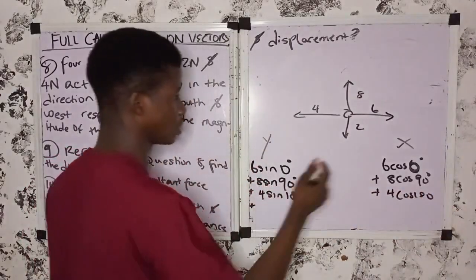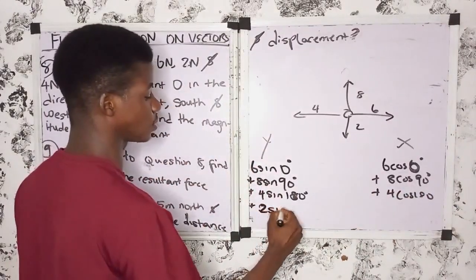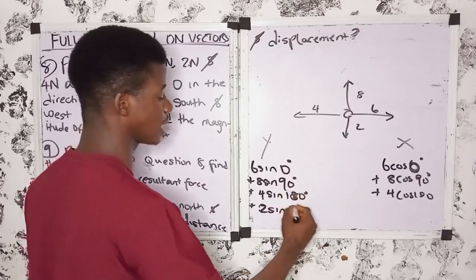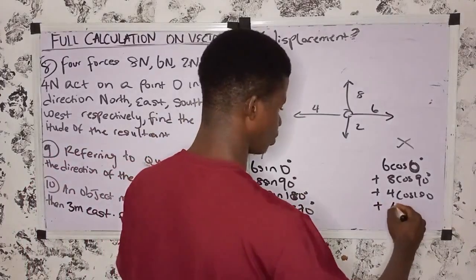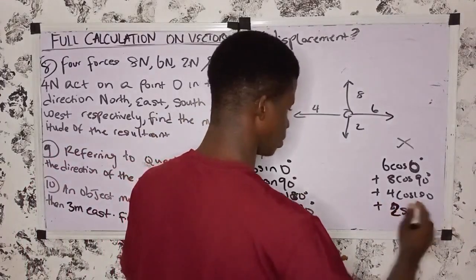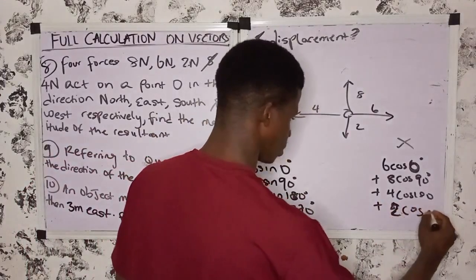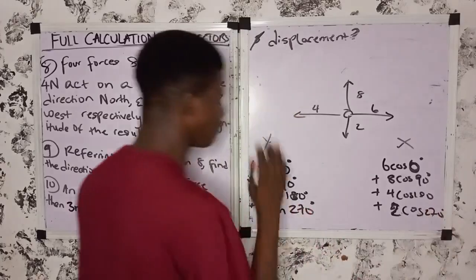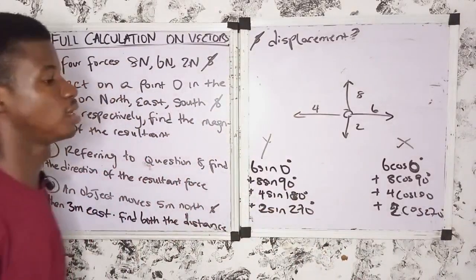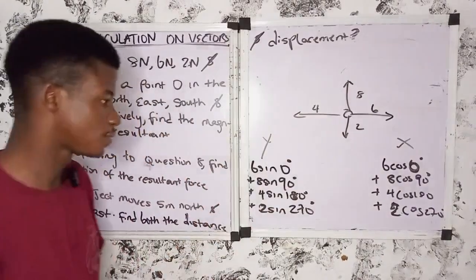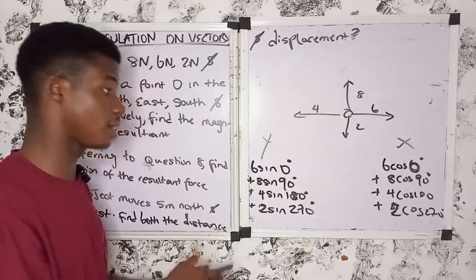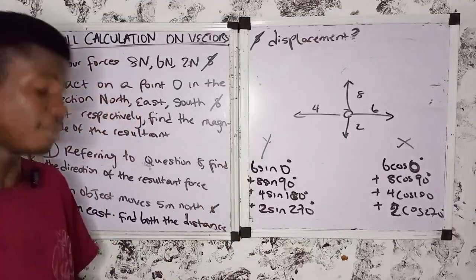Then last part, 2 is on where? Is on the south direction. And south is what? 270 degree. So south is 270 degree, right? So cos 270 degree. So if we add them here, we get our heads, then look at the resultant. So let's add everything here. If we add everything here, you can use your calculator. Let me just do it.